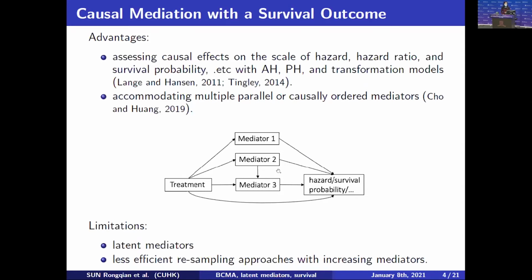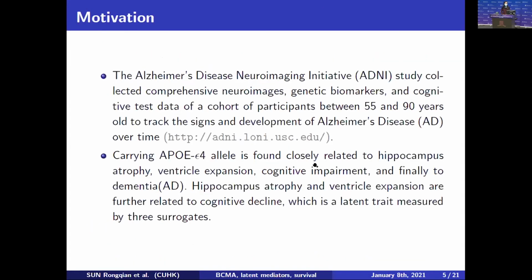measured from several aspects. And this idea is motivated by the Alzheimer's Disease Neuroimaging Initiative study, where comprehensive types of data are collected to track the pathology of Alzheimer's disease. According to medical background, we see the APOE epsilon 4 allele is closely related to hippocampus atrophy, ventricle expansion, cognitive impairment, and finally to dementia, or AD. Hippocampus and ventricle volume are directly measurable, right? And they're further related to cognitive impairment. But cognitive decline is a latent trait that cannot be directly observed, and it has to be measured from several aspects like language use, memory, and attention.